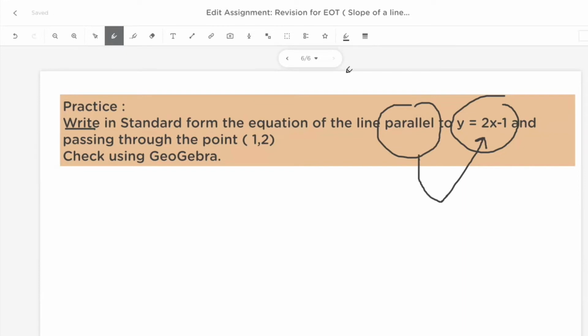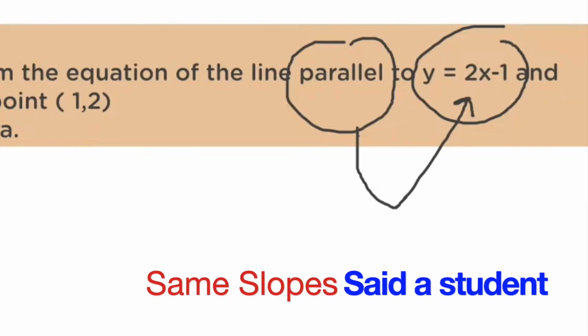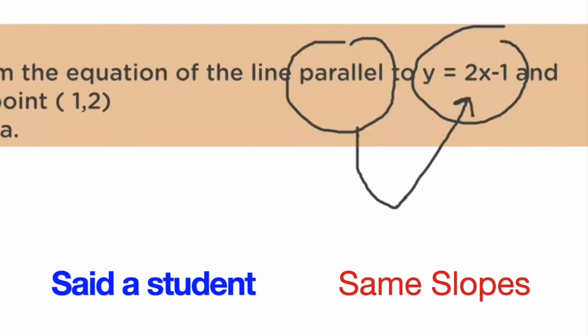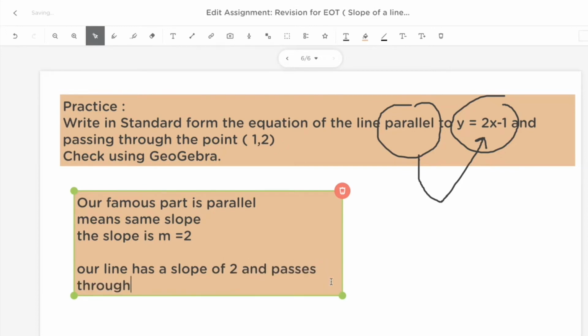So what did we say before? When they are parallel, let's say our famous rule, parallel means same slope. The slope is 2. Our line in this question has a slope of 2 and passes through the point. Which point in the question?